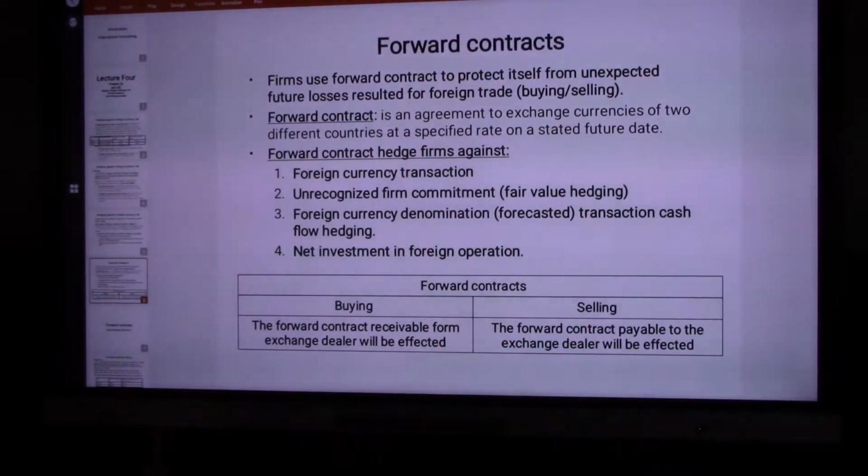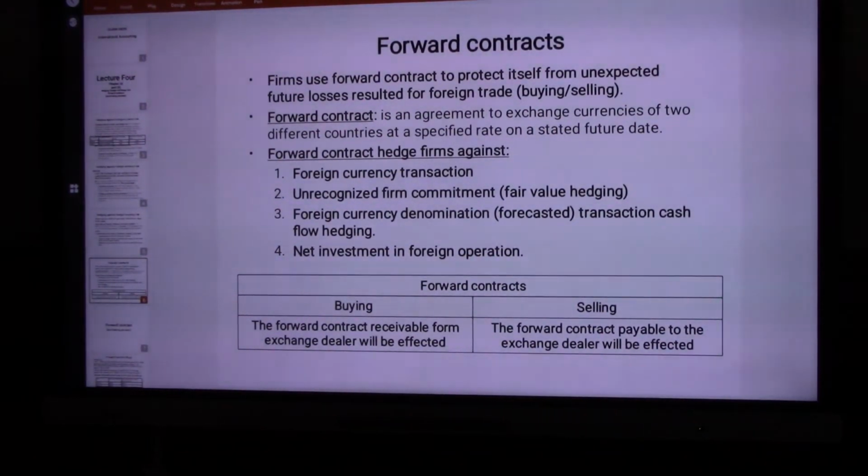طب نركز بقى، لو أنا بقول forward contract إحنا هنركز في الجزء القدّامي بتاع الـ buying process. في الحالة دي forward contract receivable from exchange dealer will be affected. ليه؟ احنا قلنا buying process يعني الشركة هتعمل إيه؟ الشركة هتتفق على سعر مع الديلر، بعد 3 شهور هتاخده منه وتدفع بيه لمين؟ للسبلاير. يبقى forward contract receivable لو بتكلم على buying process.